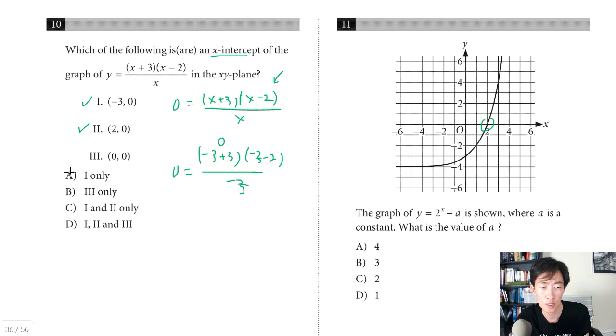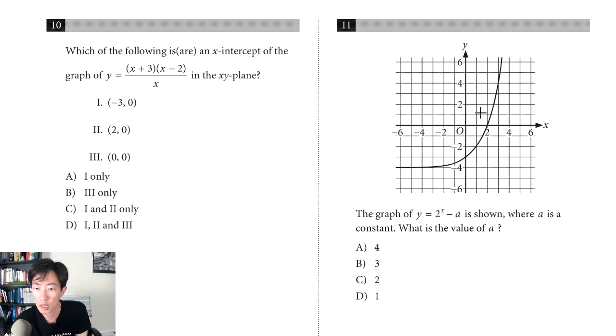Choice 3 is interesting because we're making x 0. So let's look what happens. We get 0 plus 3 times 0 minus 2 all divided by 0. Does that equal 0? The answer is no, because anything divided by 0 is going to be undefined. So this is actually a point that's not going to be on the graph. So the answer is just 1 and 2 only, and that's C.